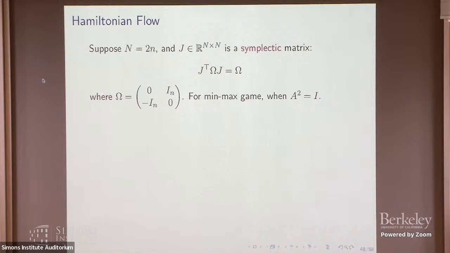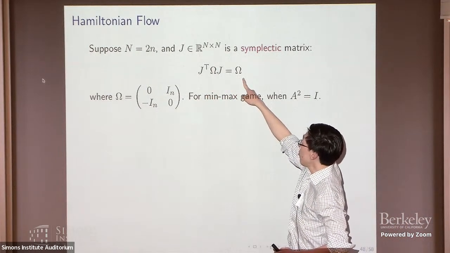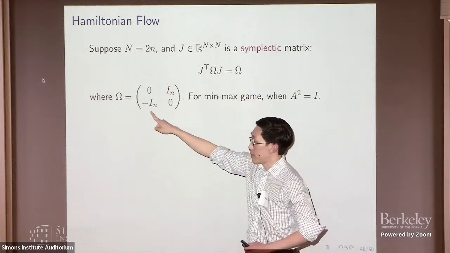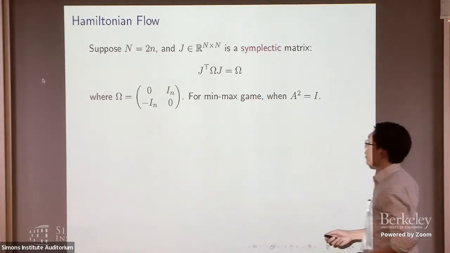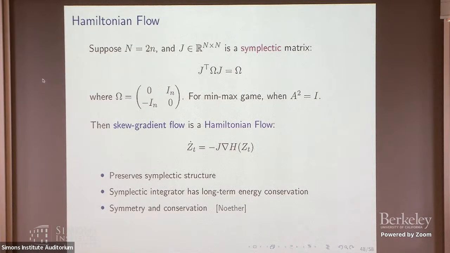in a special case, when your matrix J is what's called a symplectic matrix. By definition, J is symplectic if it satisfies this equation, where this omega is the standard symplectic matrix. So for the min-max game, this happens when your payoff matrix is a square root of the identity. Okay, so in this case, the skew gradient flow really has what's called a Hamiltonian flow structure.